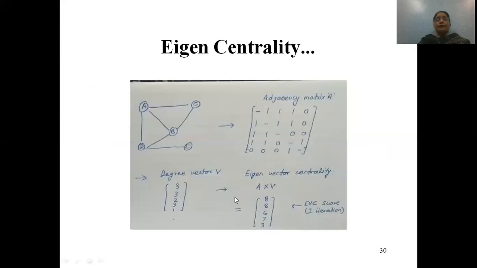So this is an example of how we compute eigencentrality. This is the network we have taken, and it consists of 5 nodes. First we make the adjacency matrix. A to A, B to B, this is again 0 because we are not considering any self loop in the network. So we make this adjacency matrix, let's say A, and then we take another matrix, V. It is basically the degree vector. The degree of A is 3, B is 3, C is 2, D is 3, and E is 1.